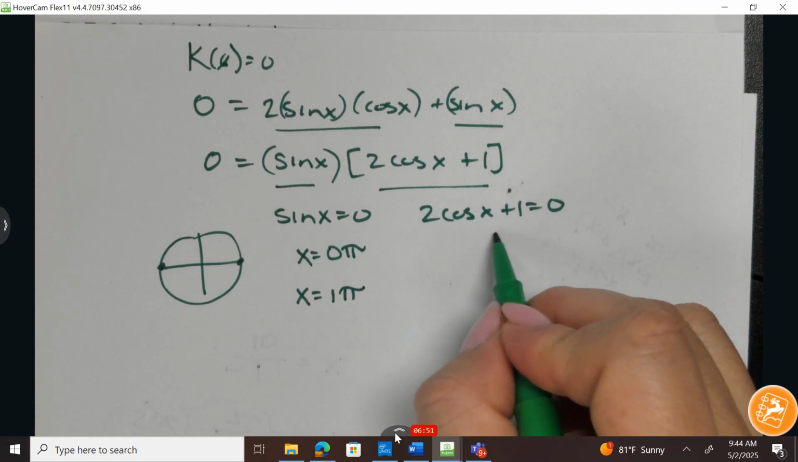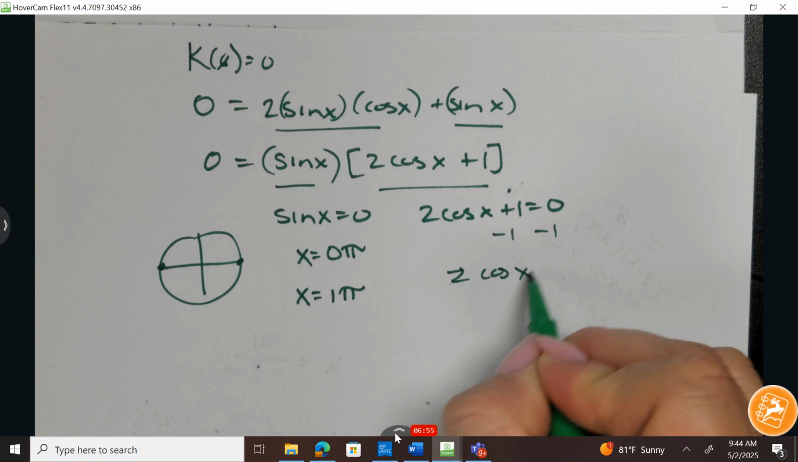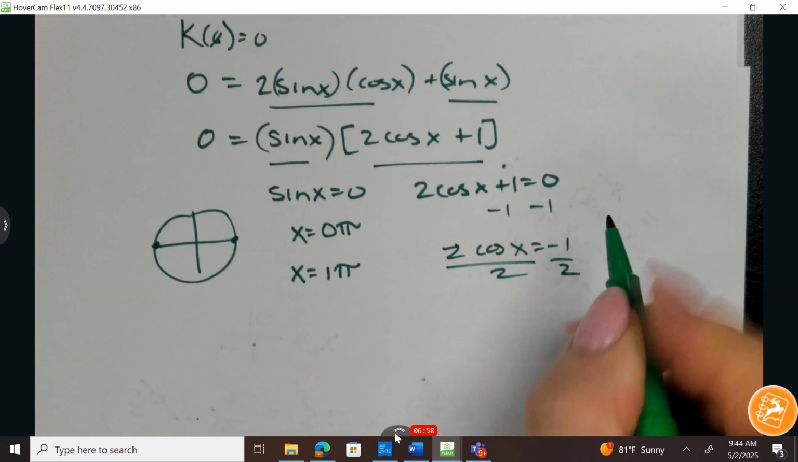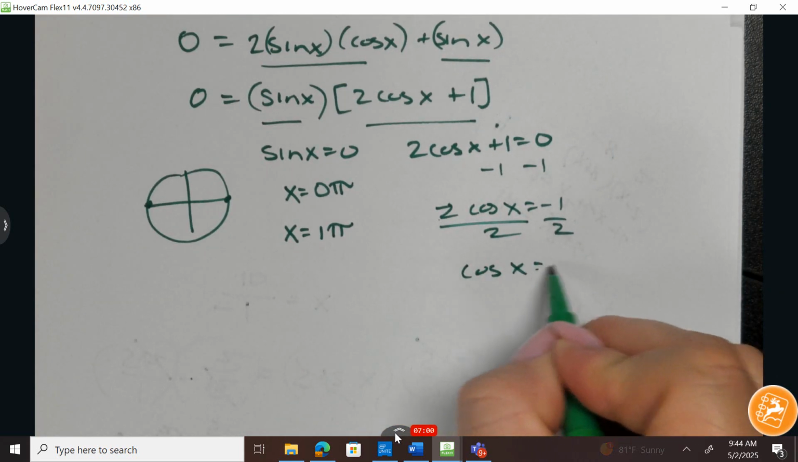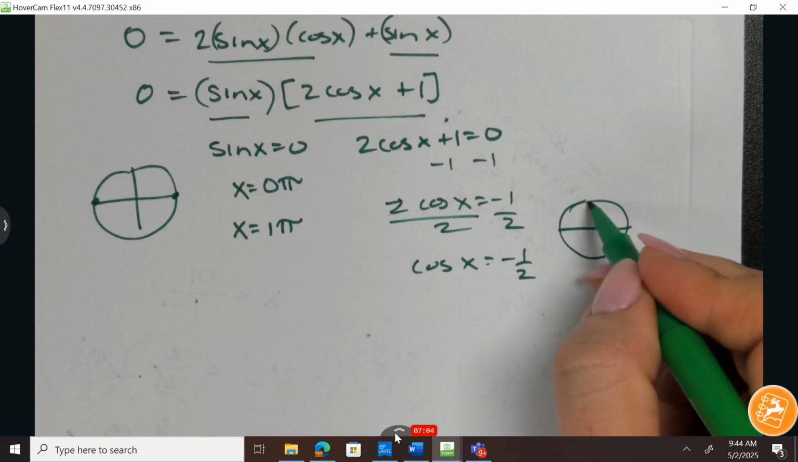Okay, let's come over here. Let's subtract 1 from both sides. So I have 2 cosine x equals negative 1, dividing by 2. I have the cosine of x is equal to negative 1/2. So where is the cosine equal to a negative 1/2?